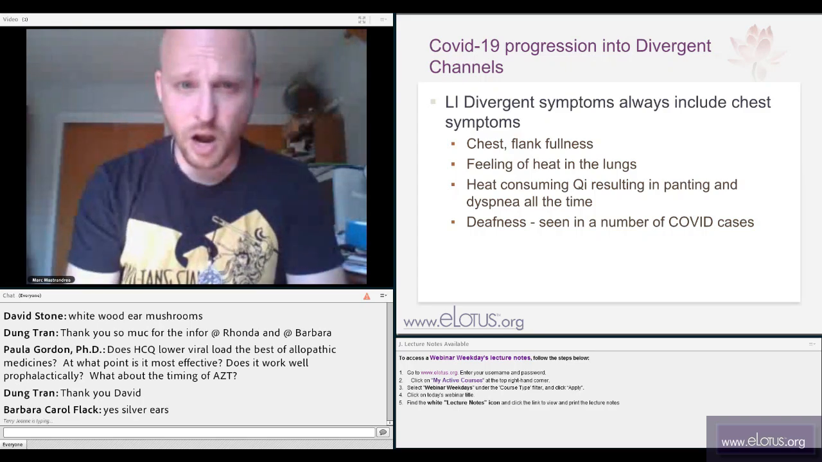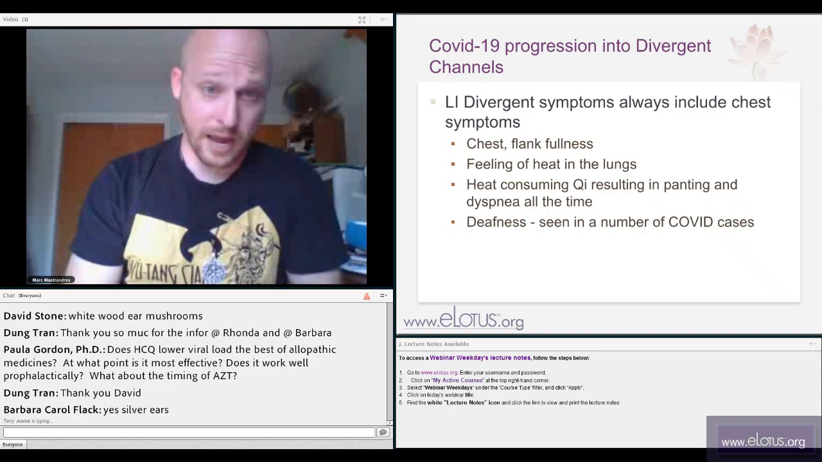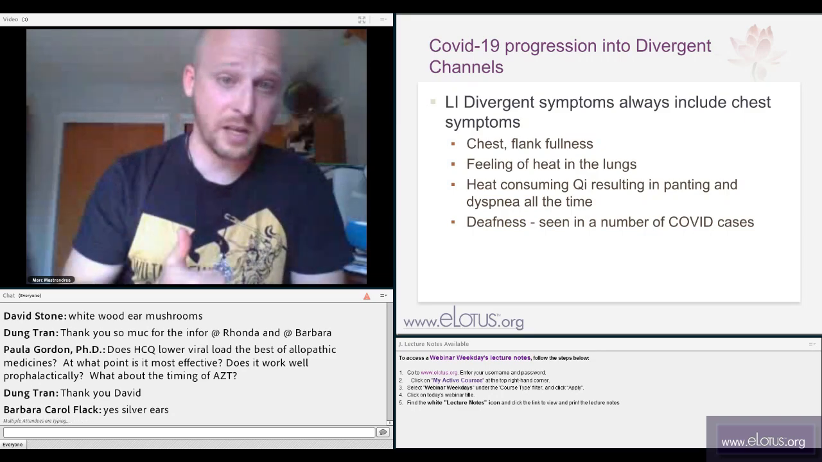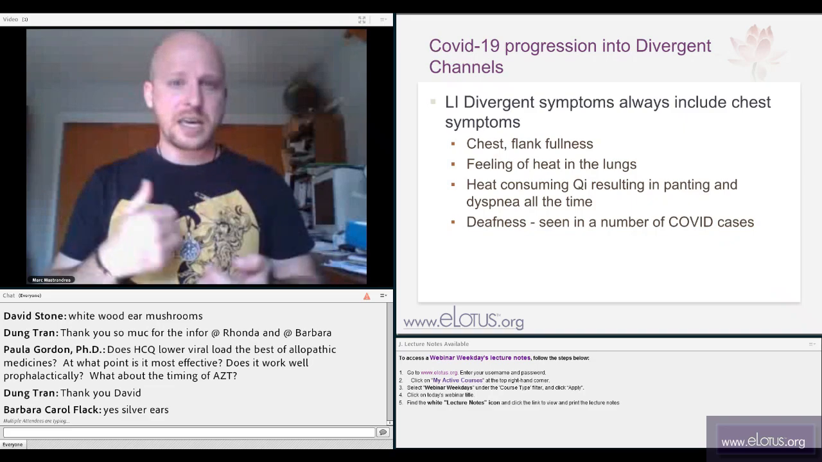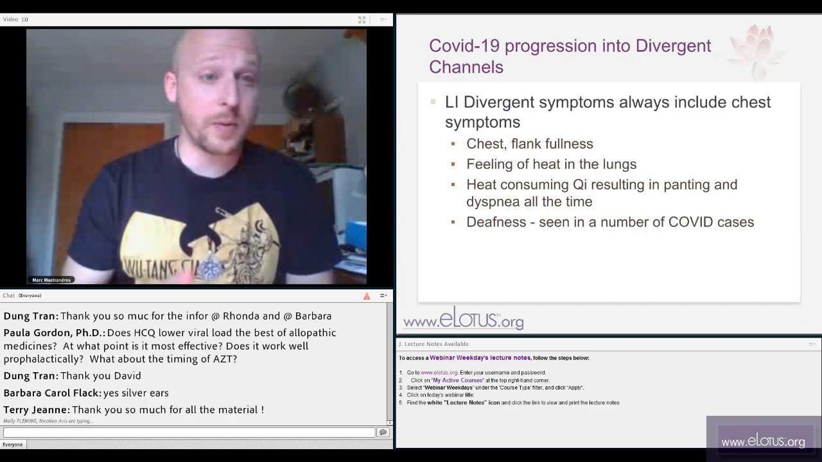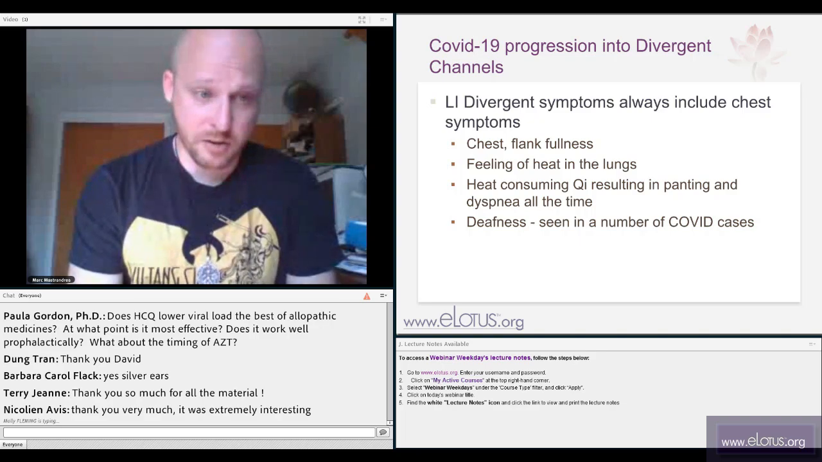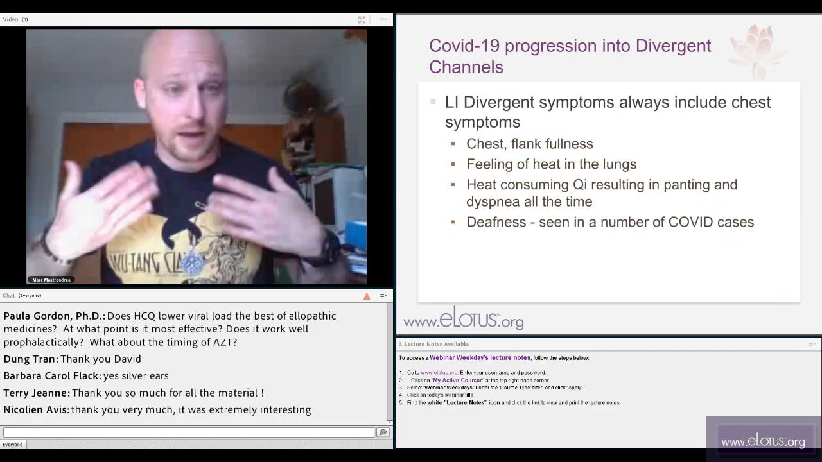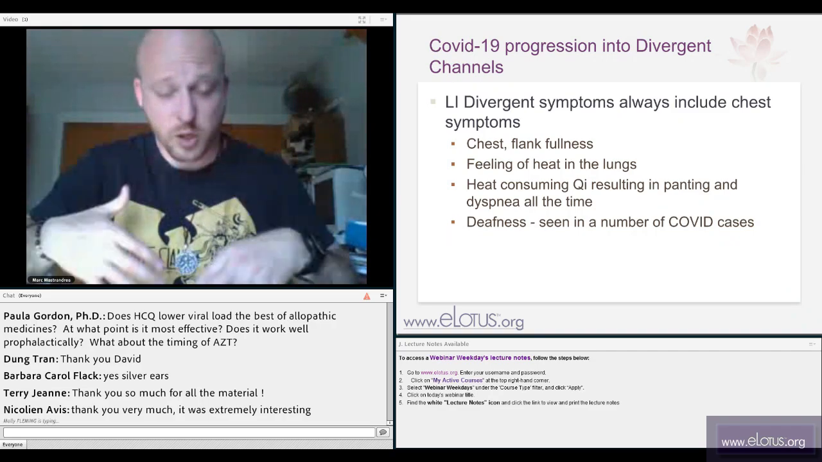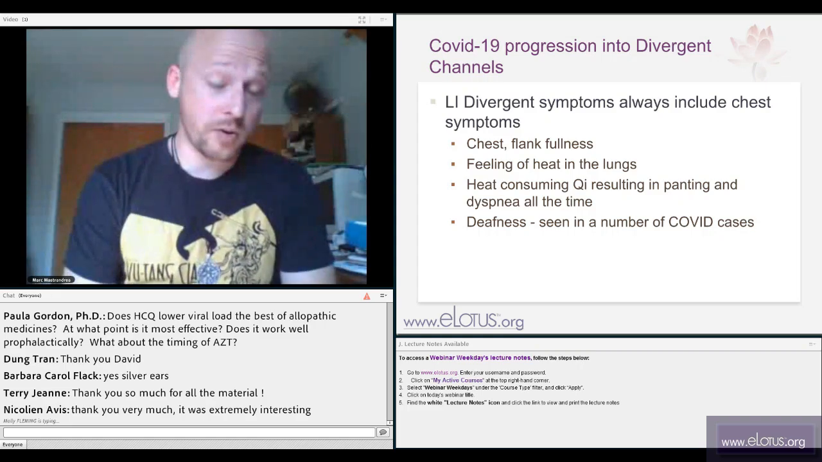All right, the large intestine divergent always includes chest symptoms. Remember that. You're always going to have chest and flank fullness. You're going to have a full feeling at this point, and the lungs are going to feel hot in the person. Heat is consuming the qi. The person's going to be panting. They're sitting there, not doing anything. Why? There's no yin qi. They can't calm down. The yang is expressing. The heat is expressing. It's burning everything. Also, you can have deafness.